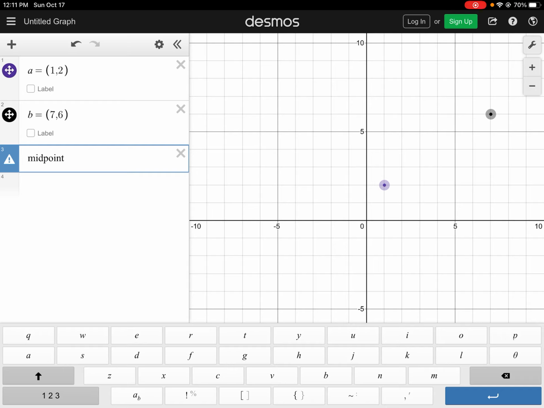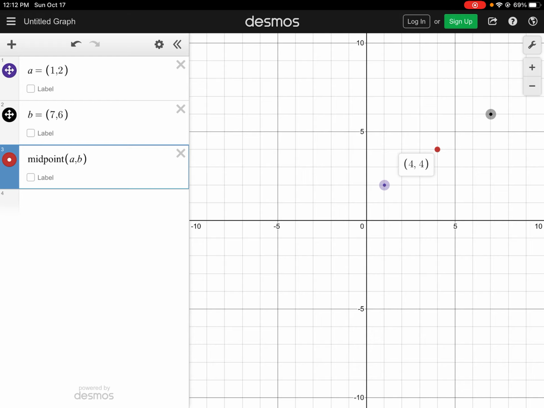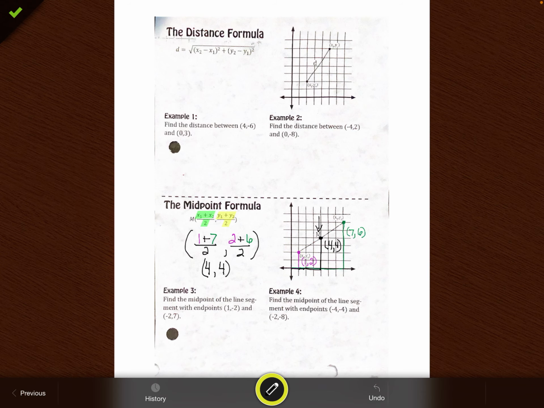So you just have to tell Desmos what you're looking for. That's all you got to do. Now we're going to work smarter, not harder. So we're going to leave that in Desmos and come back and now look at another example.